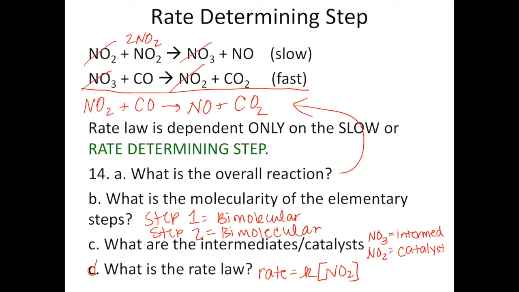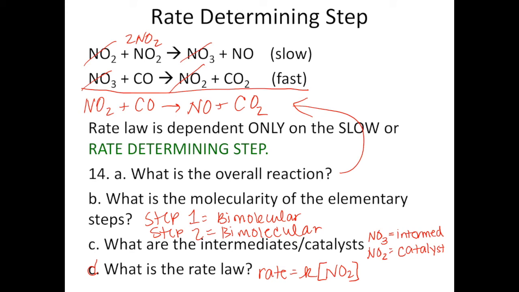And so you do that by just showing everything out. So you'd still cancel one NO2 with the other one, and then you're gonna leave one because he doesn't have anyone else to cancel with. NO3 cancels with NO3, and then you leave everybody else. The molecularity of each step, they're both bimolecular. First one, NO2 is reacting with NO2, and then the second one, NO3 is reacting with carbon monoxide, and so they're both bimolecular. What are the intermediates and catalysts?